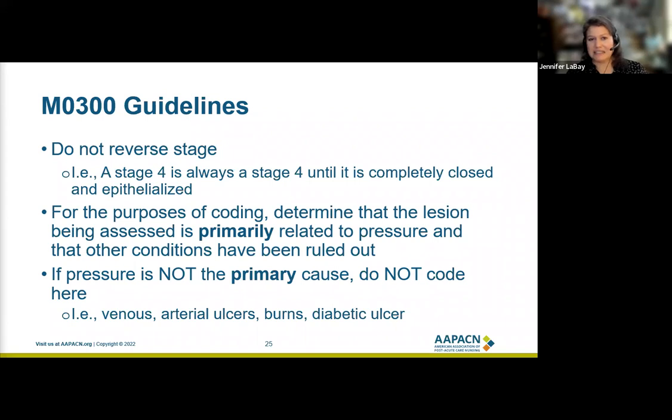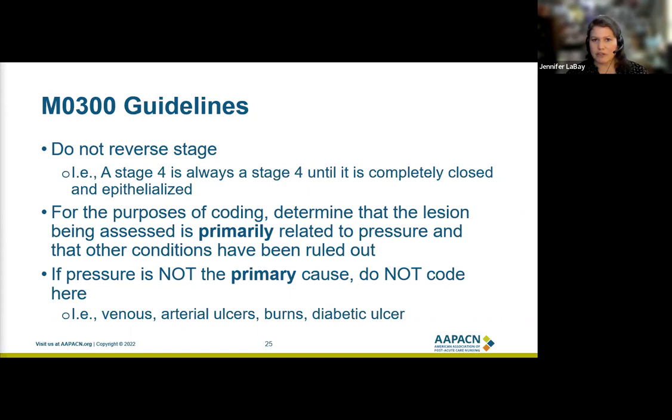M300 is staging the wounds that are present. M210, we said, asked, are there wounds? M300, what are they? So when we're looking at our wounds, we're looking at stage 1, stage 2, stage 3, stage 4, and then there are 3 unstageable wounds that we would be assessing and coding on the MDS.